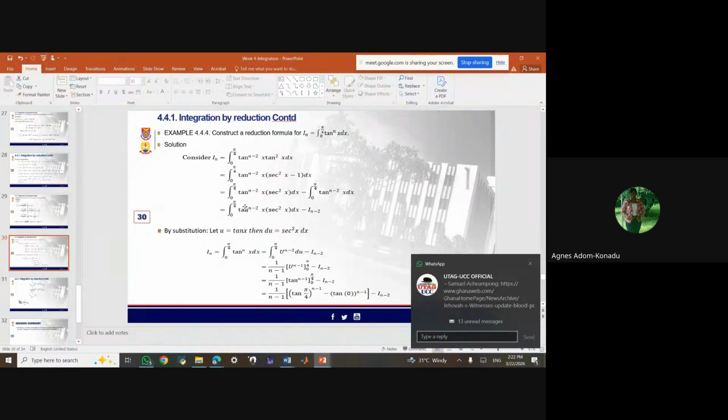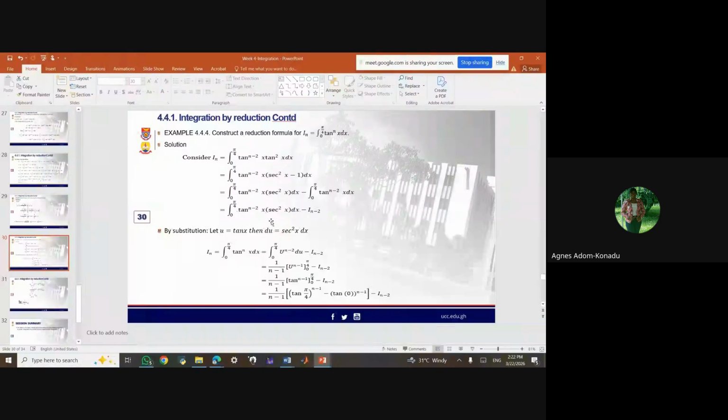So here, this one will be u to the power n minus 2. And my du is sec squared x dx. So when I make the substitution for u, the sec squared can cancel the sec squared.